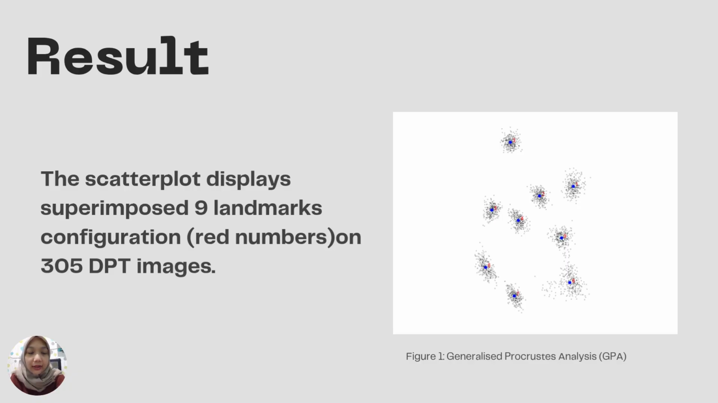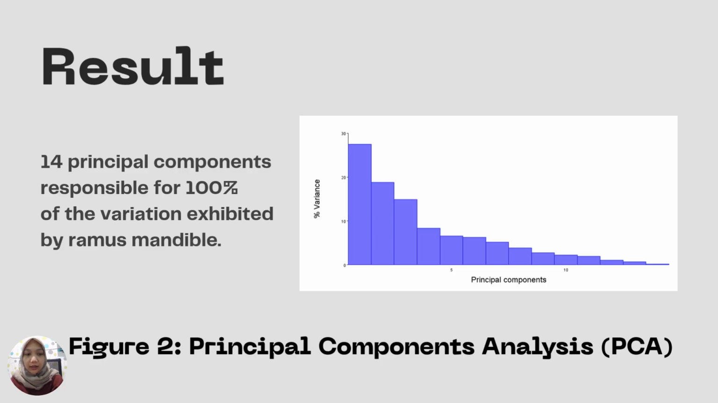on 3,005 DPT images, and this figure is made by generalized Procrustes analysis, or GPA. I have 14 principal components responsible for 100% of variance in the ramus and mandible. This figure is for the principal component analysis, or PCA.